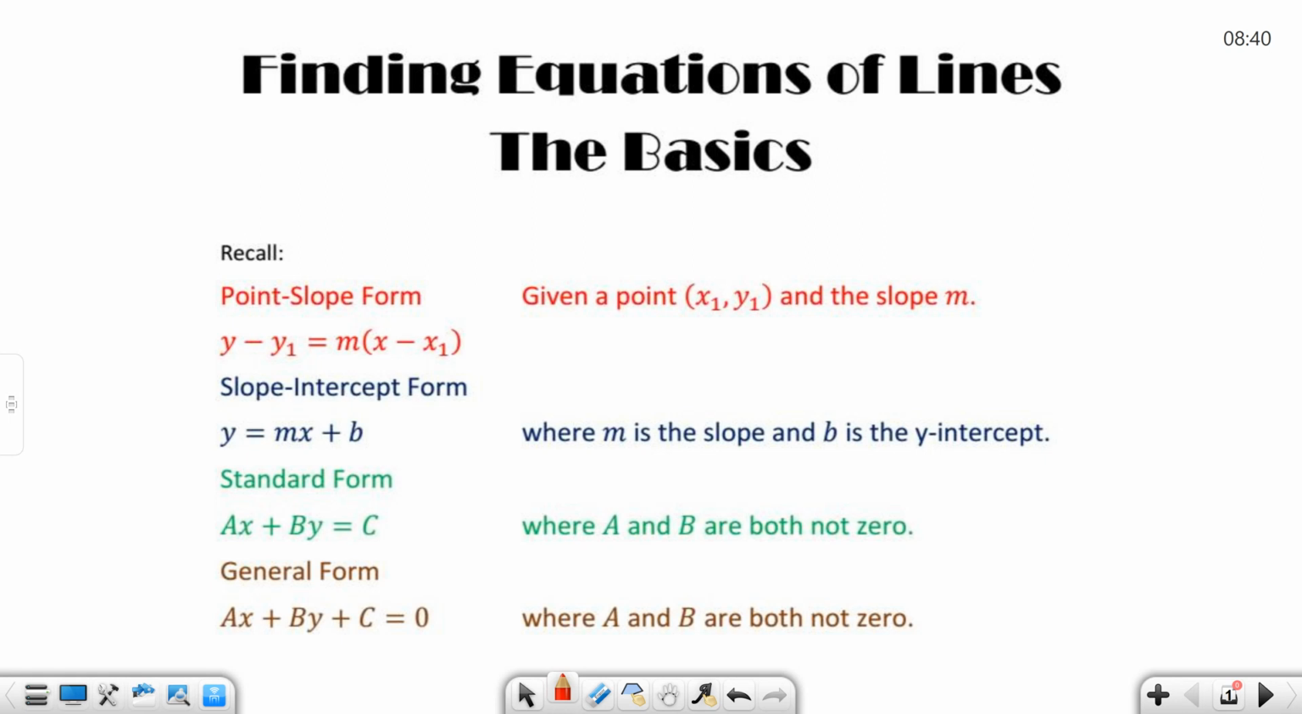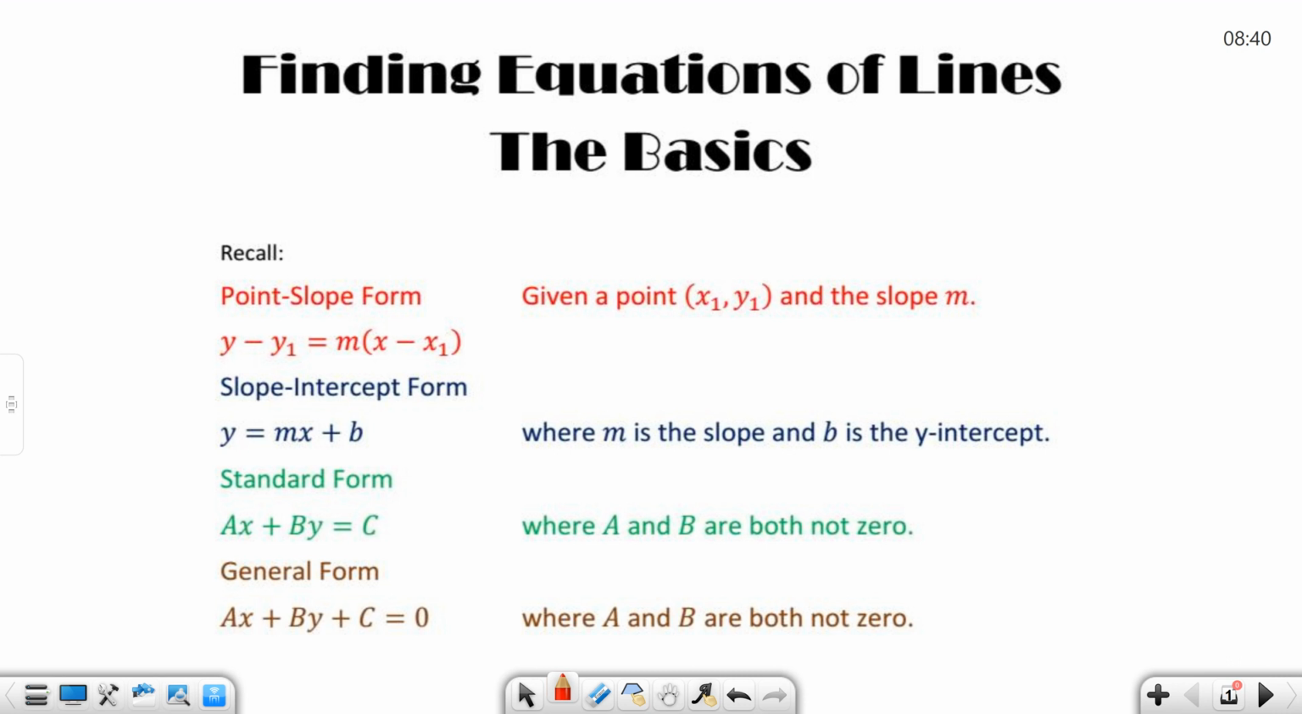Finding equations of lines, the basics. I want you to recall the point-slope form. If you're given a point, x1, y1, and the slope m, then y minus y1 equals m, in parentheses, x minus x1. So you're distributing the slope to the x minus x1.